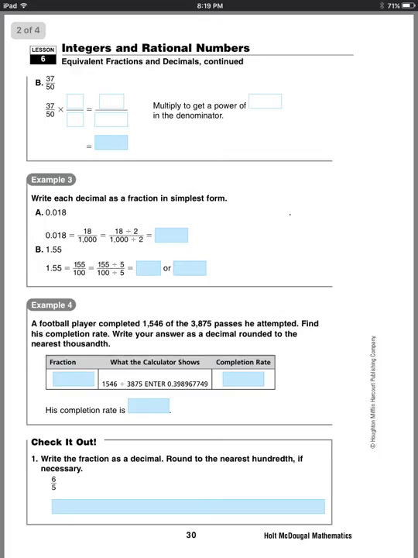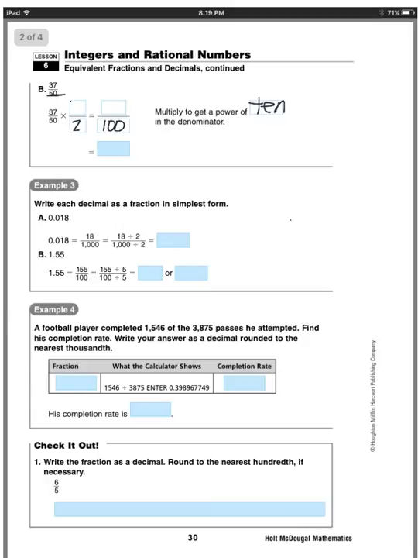Okay, because this is a double digit, we're going to try and do 100. So it's still a power of 10. Our powers of 10 are 10, 100, 1,000. But with a double digit, we're going to see first if we can get it to 100. And our denominator is 50. I can multiply 50 by 2 and get 100. So if I do that to the bottom, I do that to the top, and I get 74.